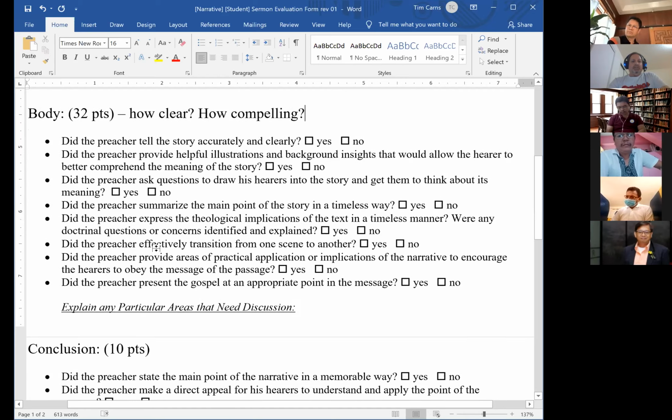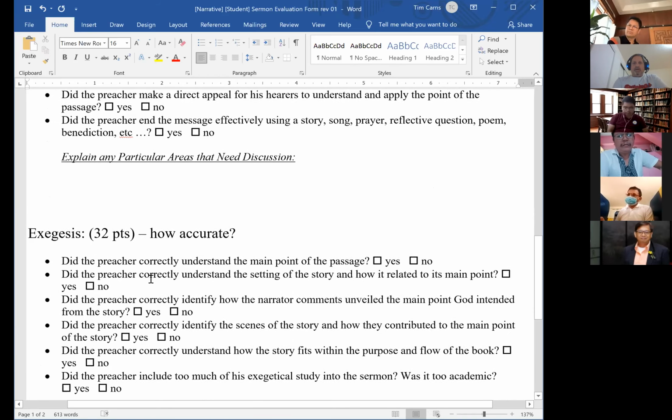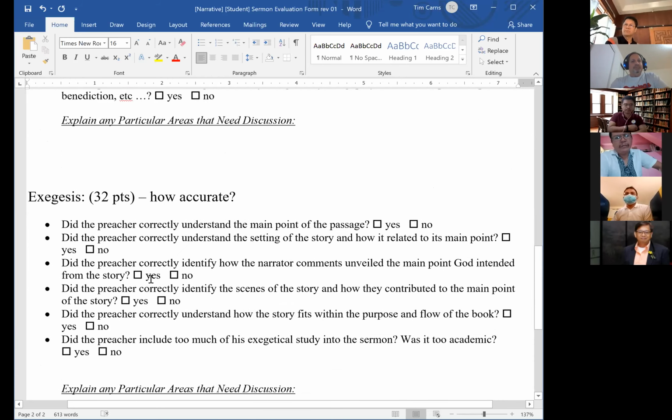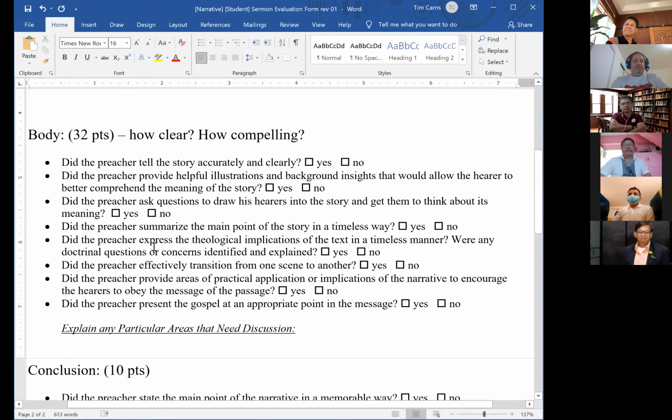Now, obviously, the exegesis is what will come into the body of your sermon. That's what informs you of what the text means. But I'm just showing you on the grading form, we separate those two things out in evaluating your sermon. Okay, so let's look at the body of the sermon. Again, that is where you'll present a bulk of the text.